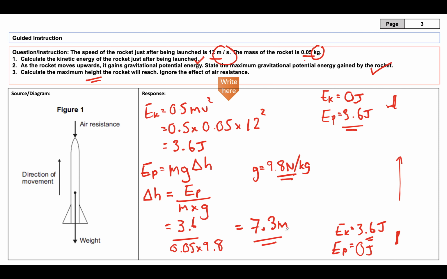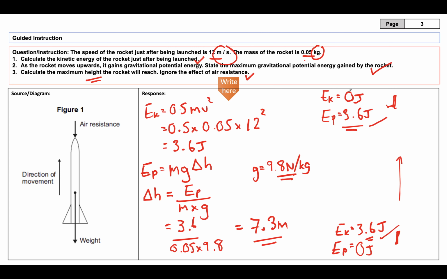And you'll notice when I've done my calculation and I've written down my answer, I'll underline what those key things are. So I've got my 7.3 meters. That's answered this last part of the question, and I've answered the first one here with the kinetic energy. Yep, 3.6. That's done. And I've got my potential energy, 3.6 again.